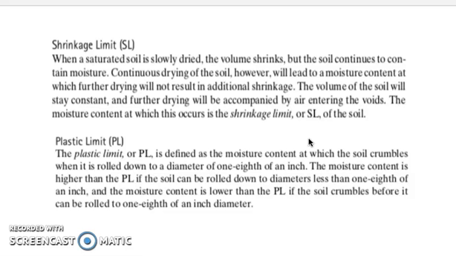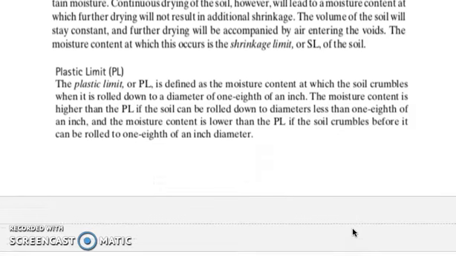The plastic limit is defined as the moisture content at which the soil crumbles when rolled down to a diameter of 1/8 of an inch. If the soil can be rolled down to a diameter less than 1/8 of an inch, the moisture content is higher than the plastic limit. If it crumbles before that, the moisture content is lower than the plastic limit.